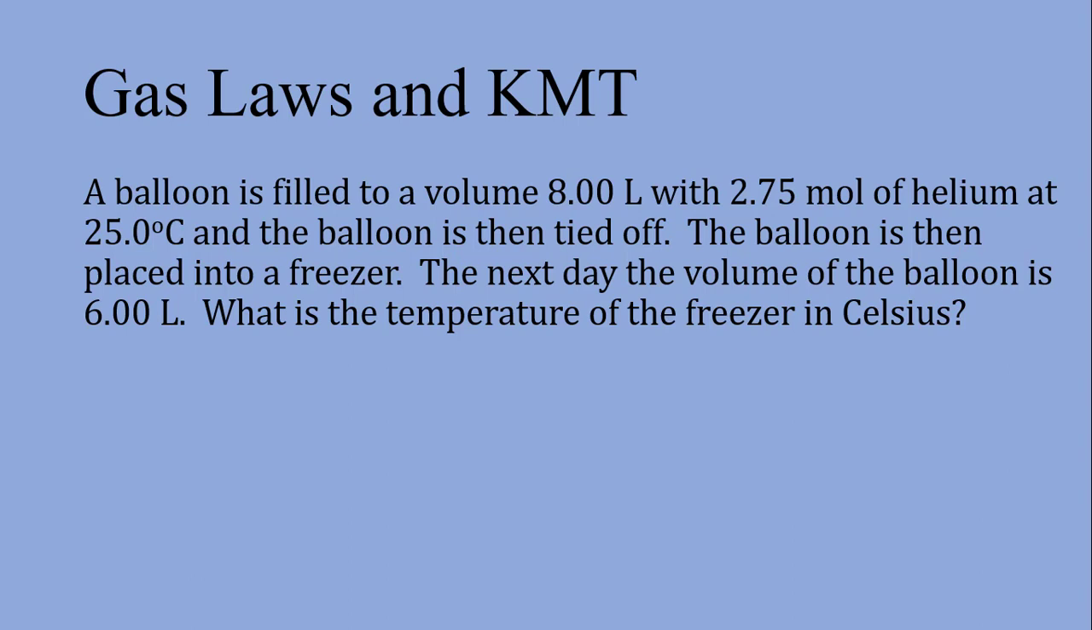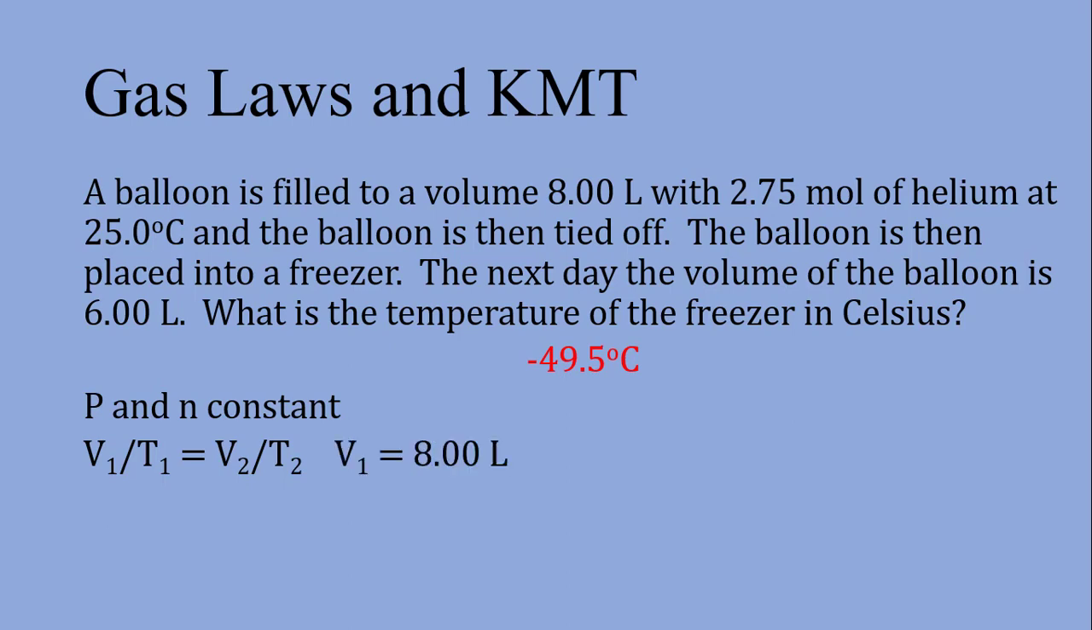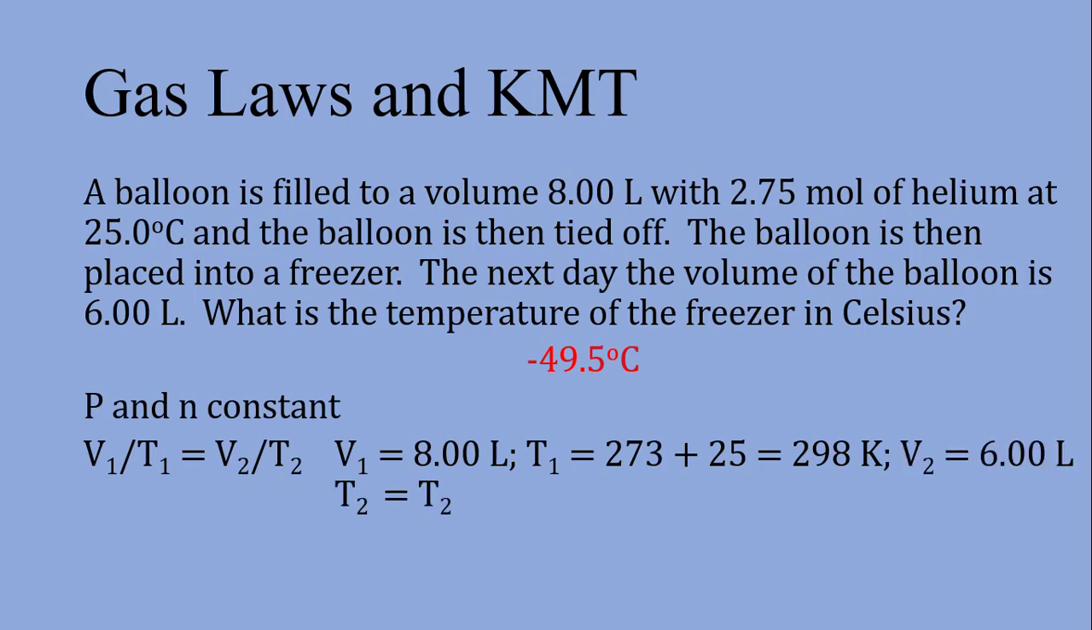You know the drill. Get the answer. Come back. We'll go through it. And the answer is negative 49.5 degrees Celsius. We're keeping pressure and moles constant, so the equation must be V1 over T1 equals V2 over T2. Our V1 is 8 liters. Our T1 is converted to 298 Kelvin. Our V2 is 6 liters. And our T2 is the unknown.